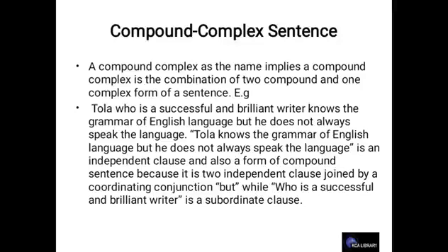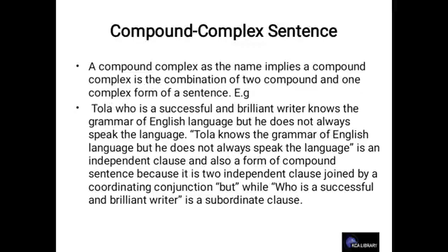So now moving on, we have the compound complex sentence. A compound complex sentence, as the name implies, is the combination of a compound and a complex form of a sentence. That is, it is safe to say that a compound complex sentence is a type of sentence that has two independent clauses, then one or more subordinate clauses.